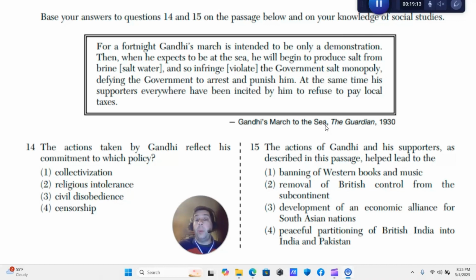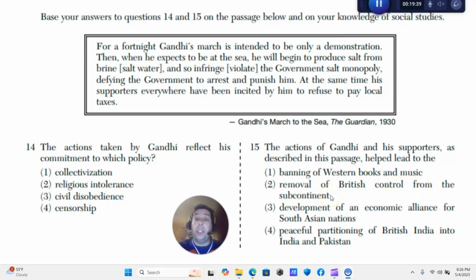At the same time, his supporters everywhere have been incited by him to refuse to pay local taxes, which is illegal. The actions are, it is civil disobedience. So there we go. I'm not going to always read all choices. Again, for time, we're not. The actions of Gandhi and his supporters, as described in this passage, help lead to the banning of Western books and music. Doesn't make sense. Removal of British control from the subcontinent.